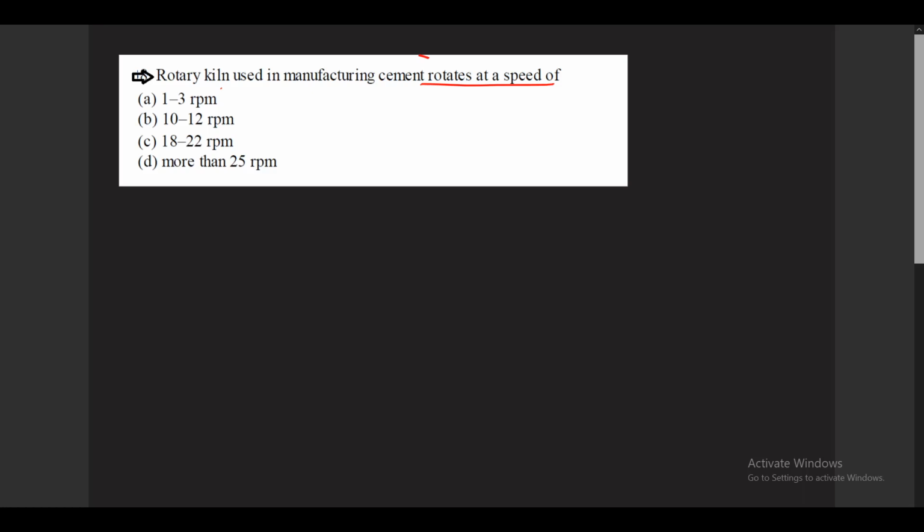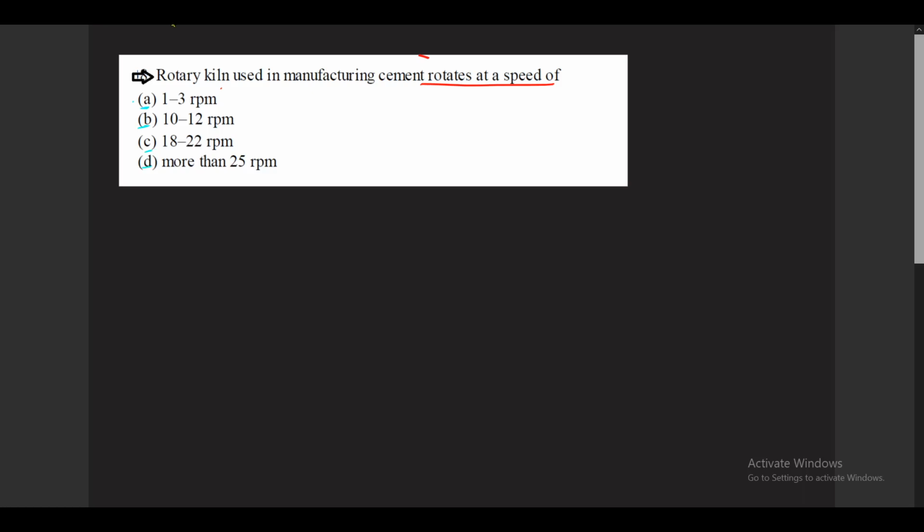final product, that is the Portland cement. Now, what is the question asking? The rotation speed. So the options are 1 to 3 revolutions per minute. The next one is 10 to 12 revolutions per minute. The third one is 18 to 22, and the last one is more than 25.